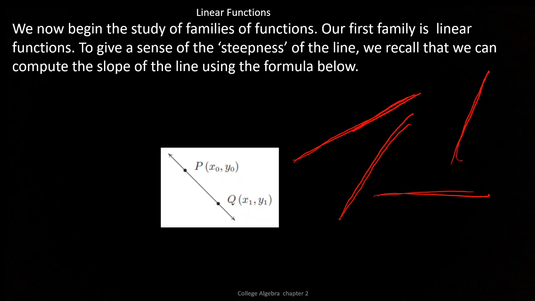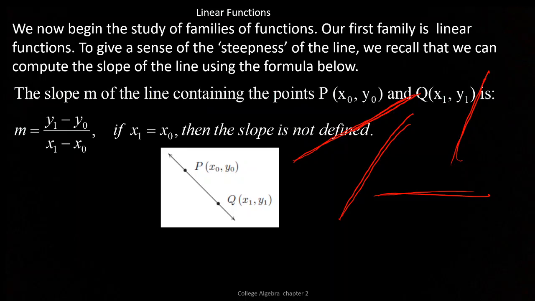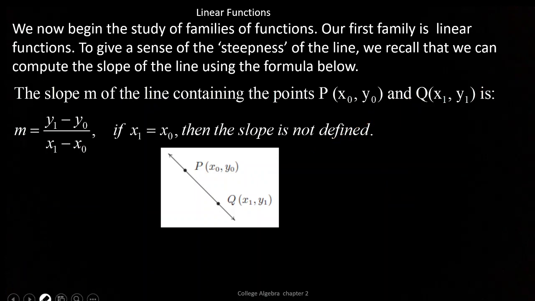Now, to do that, we're going to talk about something called the slope of a line. So what is the slope of a line? Well, the slope of a line is a number that represents the steepness of the line. How can we determine that? Well, we can determine that by a number that is a ratio of the change in y coordinates over the change in x coordinates.